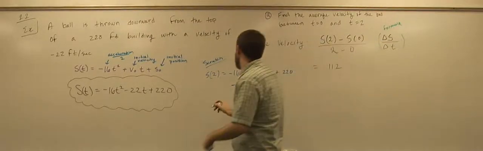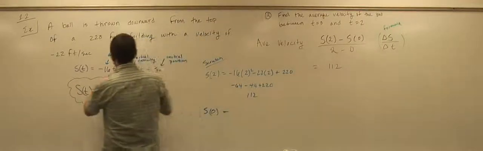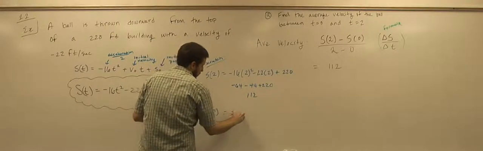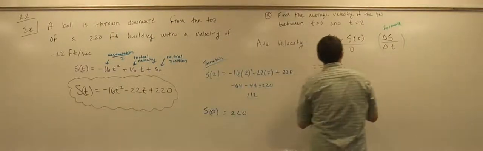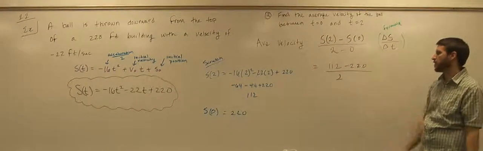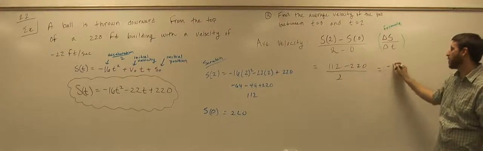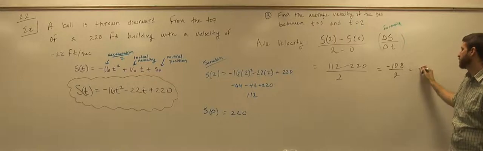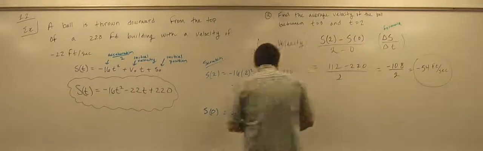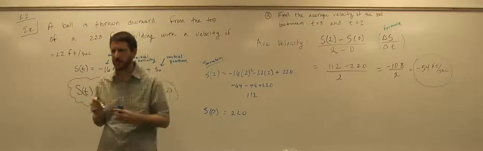Then you would do S of 0. That one's quick, right? You just plug in 0 everywhere you see T. So this will be 220. So you put minus 220 over 2, right? 2 minus 0 is 2. So this ends up being negative 108 over 2, negative 54. Because it's a velocity or a rate of change, I would label this feet per second. It's telling you how feet are changing every second. So that's how average velocity works. Remember that? Vaguely?